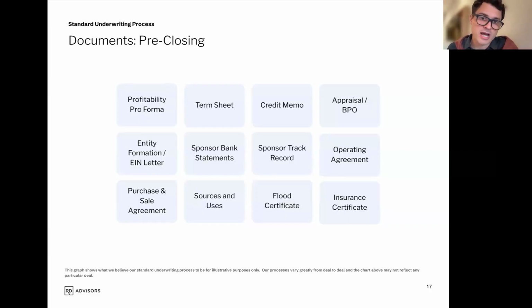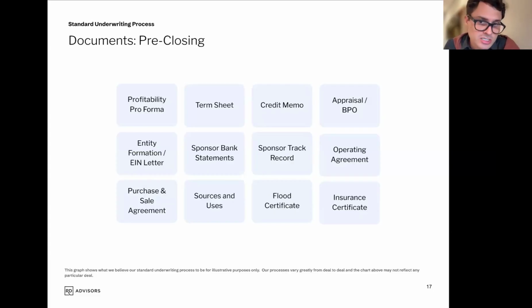We're typically reviewing a track record. At this point, as Sean said, 2/3 of the borrowers are repeat borrowers, so we have a pretty good idea of what they have in their books and what they've done so far. An operating agreement, which is part of the entity documents, and a purchase and sale agreement. So if they're purchasing the property, we just want to confirm what the purchase price is.